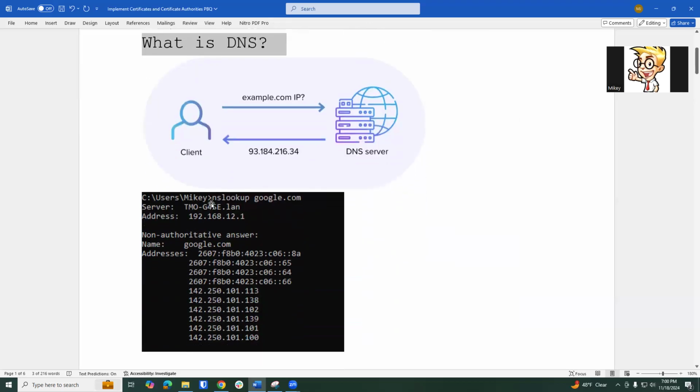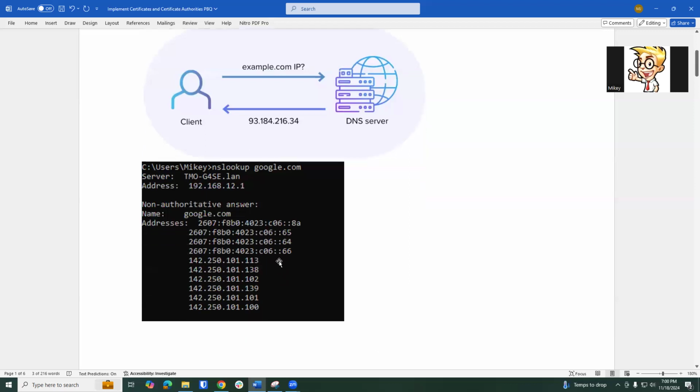So when I say, hey, what is the name server of google.com? Then it's like, there's a ton. Man, that's a lot for a website. That's quite a few. It's very unusual.